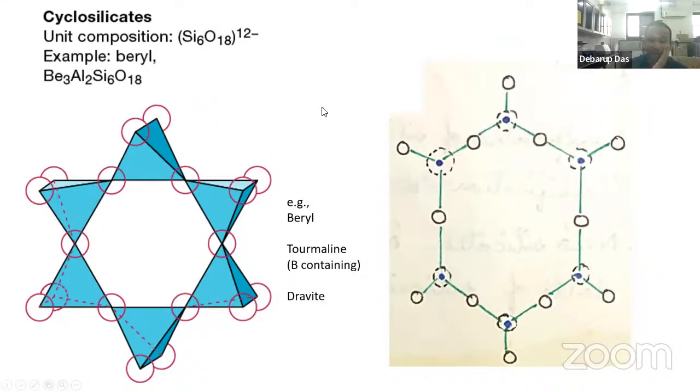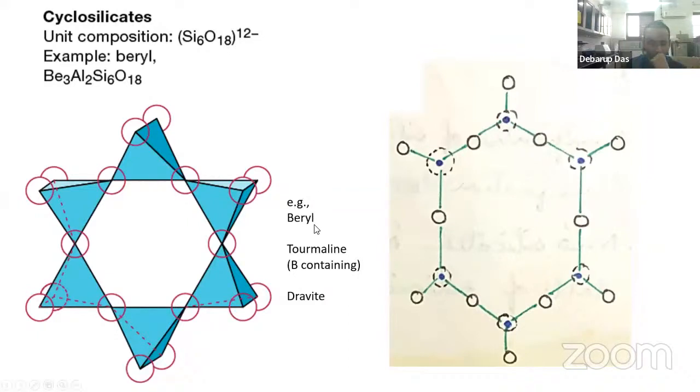But as they are all negatively charged, they will repulse each other. So in between them, some cations will be there, like beryllium, aluminium, which will hold these units. So these oxygens are not shared. These are not infinite. This is a complete structure. Another complete structure could be here, another here. And in between there will be some cations which will bind them together. So the unit composition of cyclosilicates is Si6O18. And if you just do the math, you will find 12 minus.